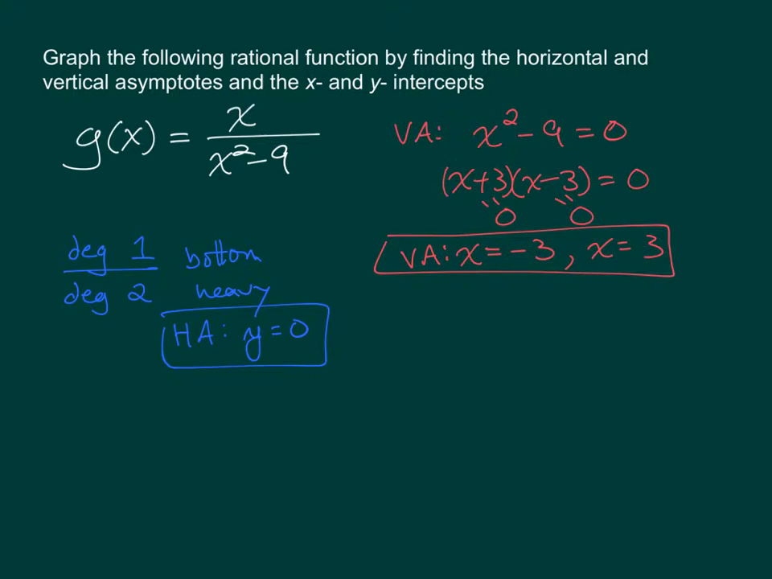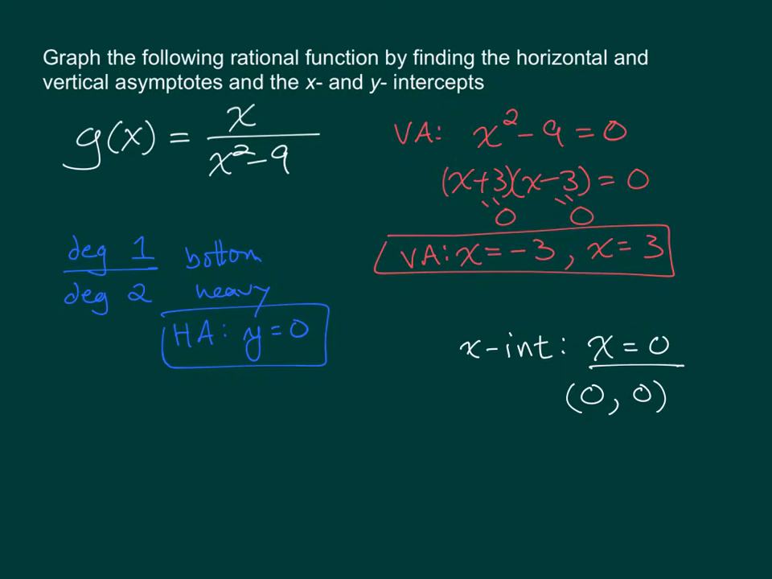The third thing that needs to be found is the x-intercept. And the x-intercept happens when the numerator equals 0. And when the numerator gets set to 0, you will need to solve for x. And in this case, it's already done. x equals 0. So that means the x-intercept for this function is (0, 0).